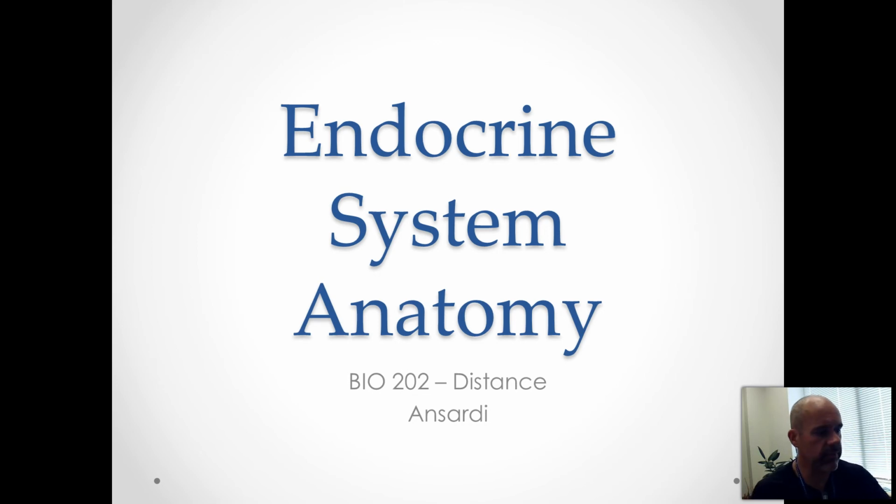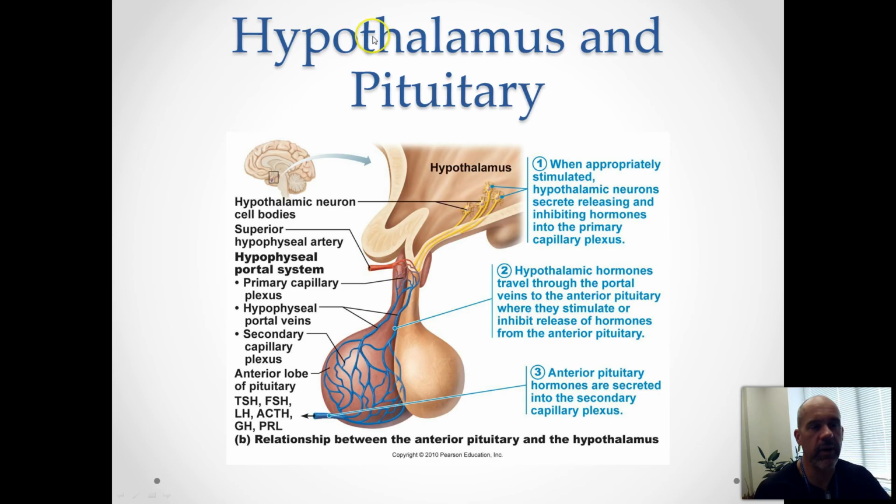Okay, so let's get started. Endocrine system anatomy. All right, first of all, you need to be able to identify the hypothalamus and the pituitary gland. The pituitary gland is often called the master gland of the body because it produces so many different endocrine hormones. Those hormones and their functions are discussed over on the physiology side of the unit. And the hypothalamus, which you of course learned about in Biology 201, is a very important part of the brain that plays many different roles in homeostasis and also even in things like controlling our emotions.